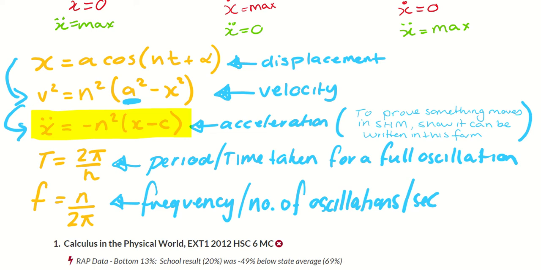And finally, T, which is represented as the period, or in other words, the time taken for a full oscillation. Okay, and f is our frequency, so it's the number of oscillations per second. So let's jump straight in.